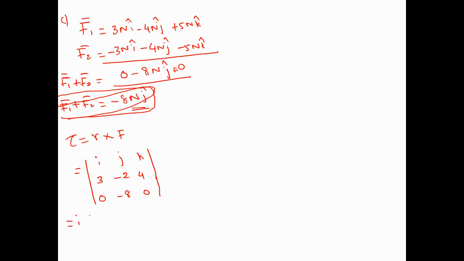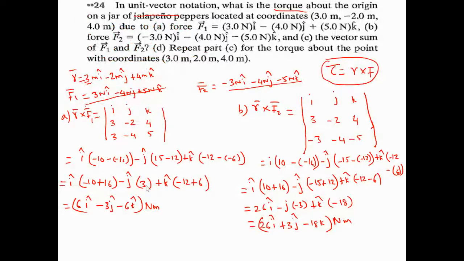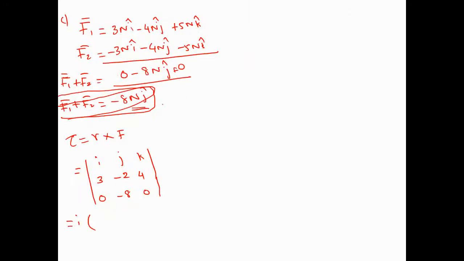I don't understand how we got this. Brother, listen. Read the question. The vector sum of F1 and F2. Am I right? Yes, you're right. Then the fourth question, repeat part C. What is our part C? Part C is this. Am I right?